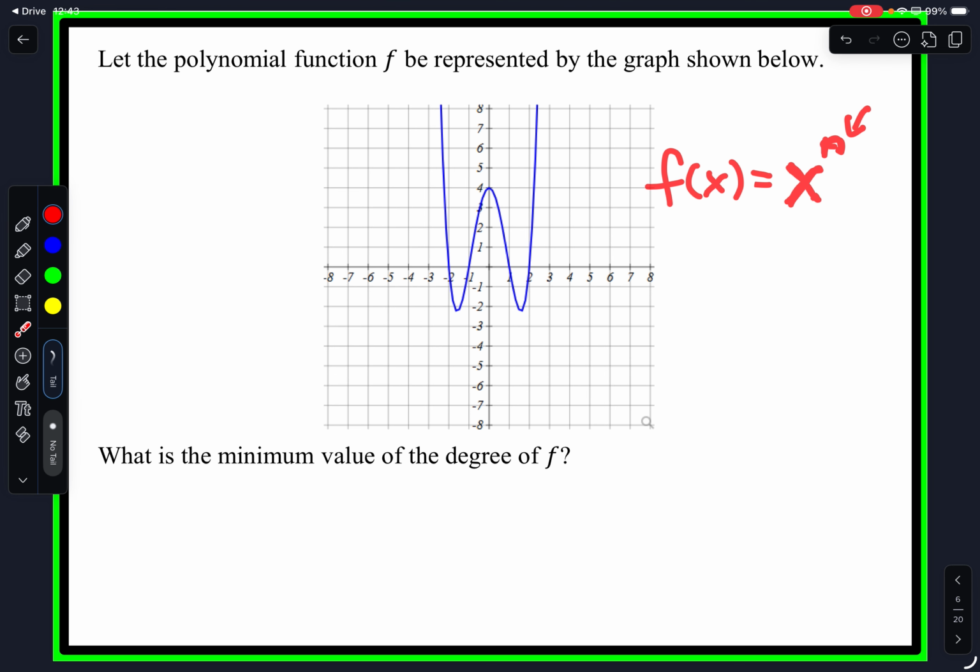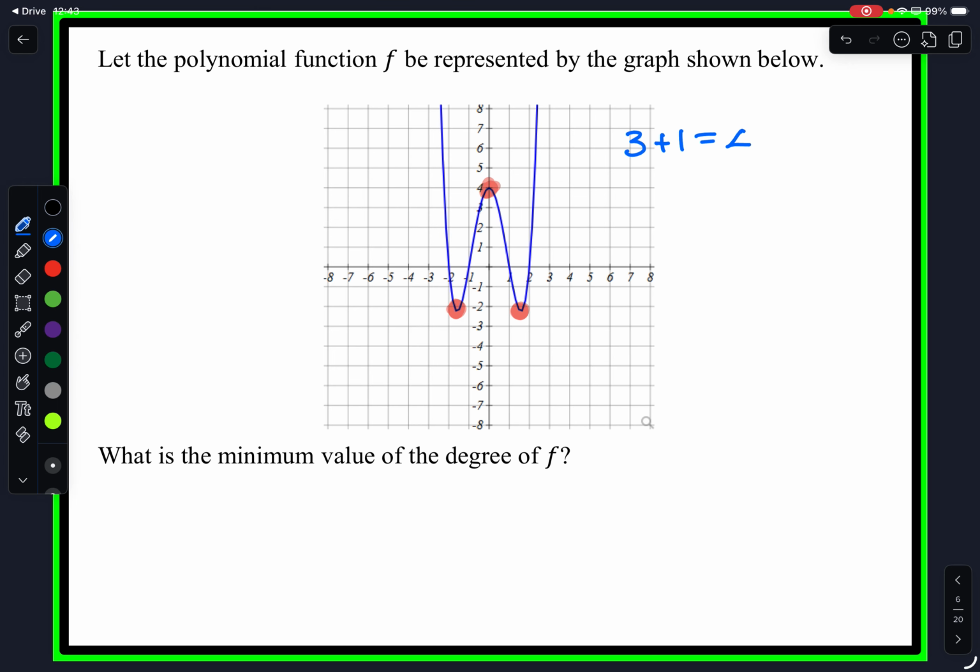So in order to determine what the smallest exponent would have to be, we're going to look at the number of times that this graph turns. So we count them here from left to right. This is one turning point, 2, and 3. And all we have to do is simply add 1 to that value. So since there are 3 turning points, 3 turns, 3 plus 1 is 4. That means that the degree of this function has to be at least a minimum of 4.